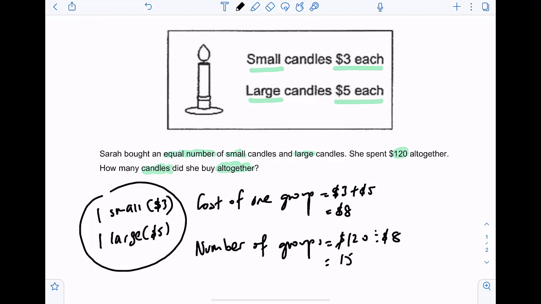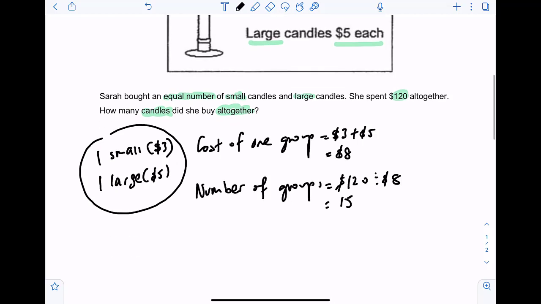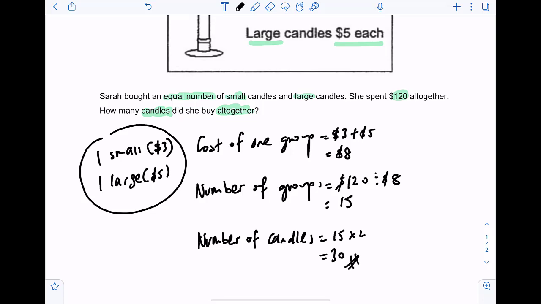$15 of such groups. How many candles did she buy altogether? Now in each group there are 2 candles, and there are 15 groups. So the total number of candles will be equal to 15 times 2. There will be 30 for our answer for this question.